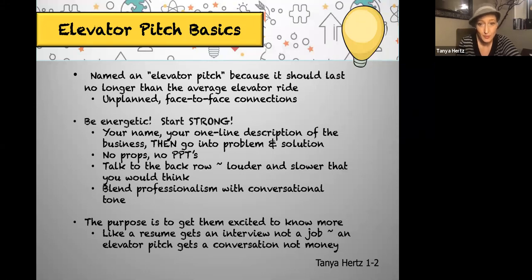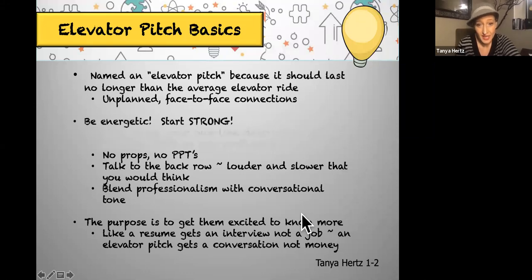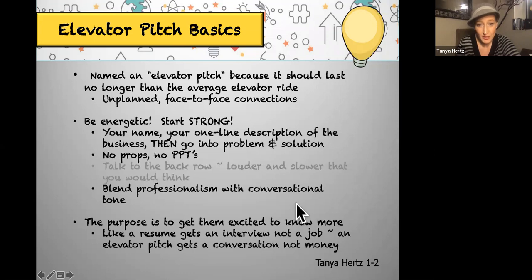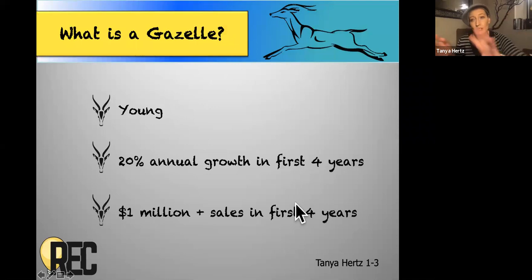Keep your elevator pitch high level, and keep your elevator pitch high enough level that anyone who hears it can get it. Now, what do you want to pitch on? You want to pitch ideas for companies that could become gazelles. So a gazelle is a type of business.